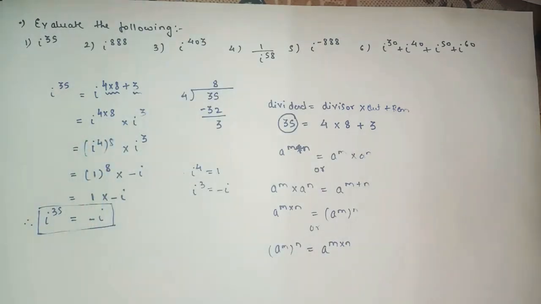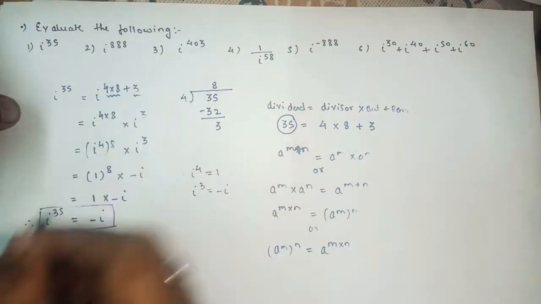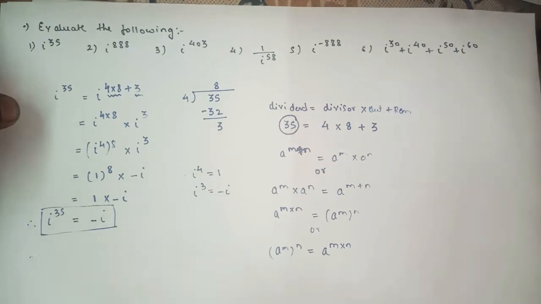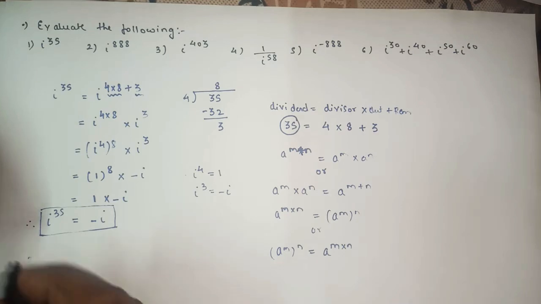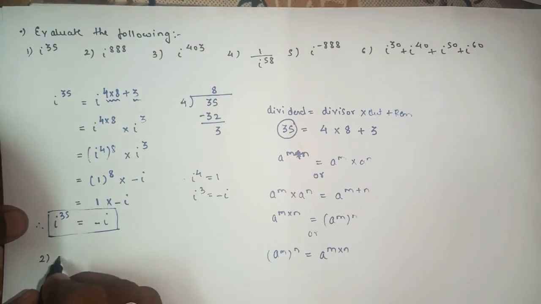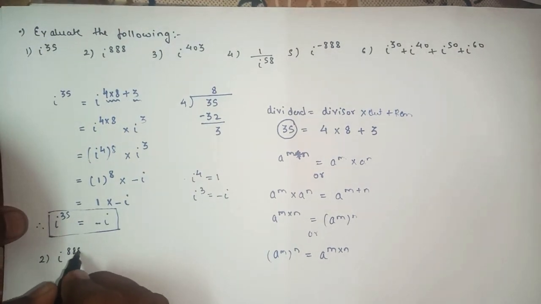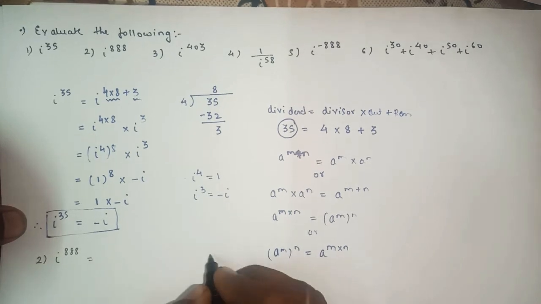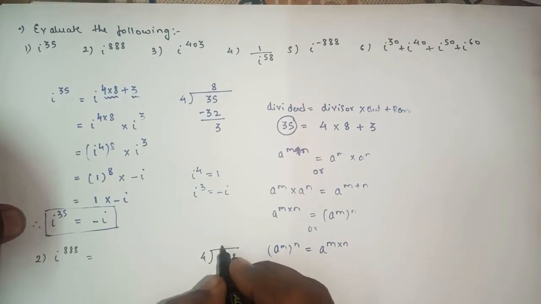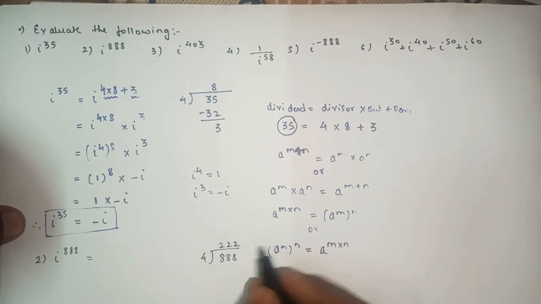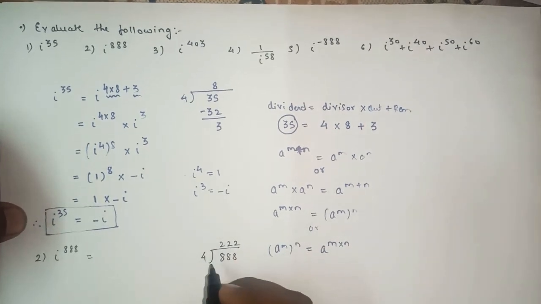Let's take a few more examples. As the second one, we have i raised to 888. So when you divide this number by 4, 222 into 4, you will get what?